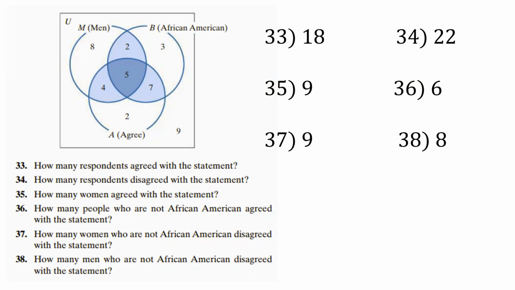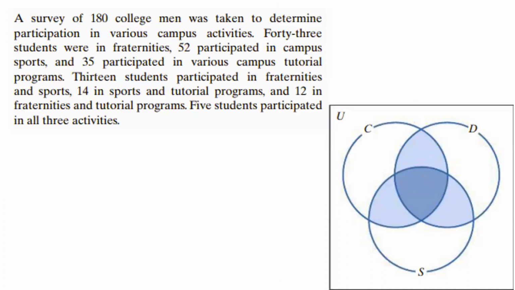Now, finally, how many men who are not African American disagreed with the statement? So it has to be a man, so it goes in the M circle. Can't be African American, so not in B. Can't agree with the statement, so not in A. So that just leaves me with 8, the very top left number. That's for 38.